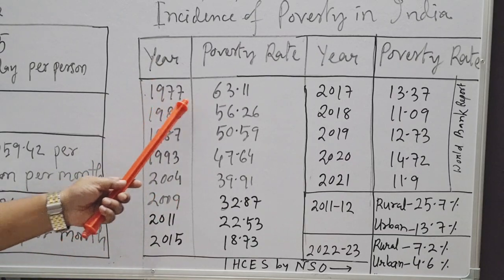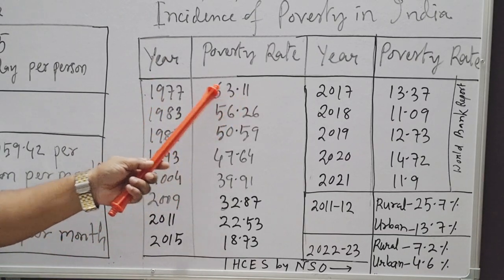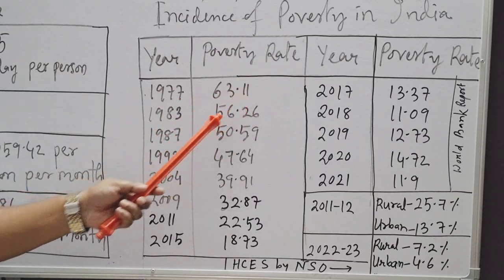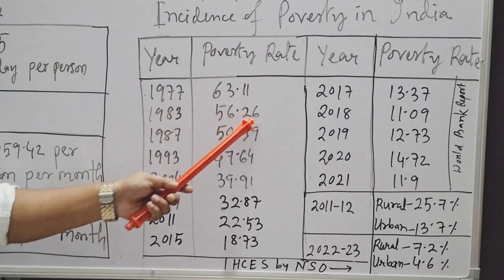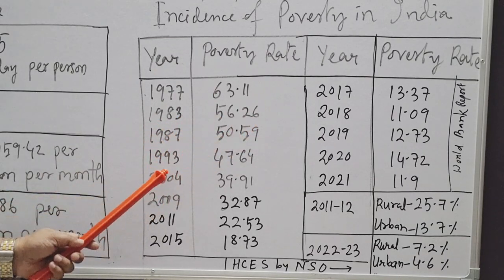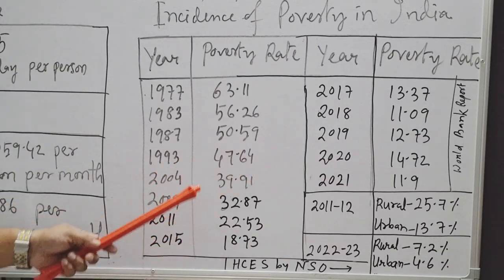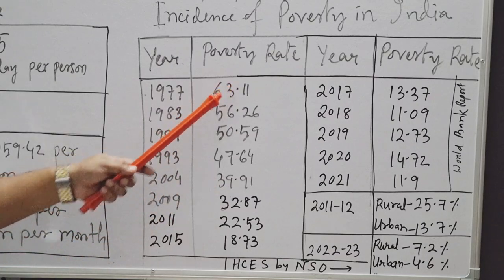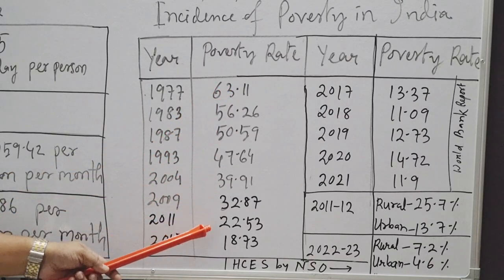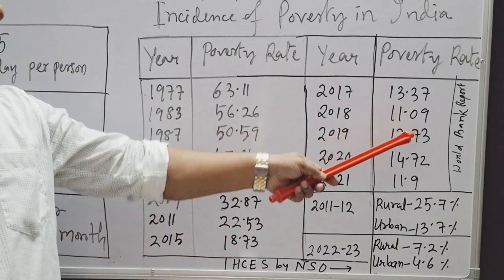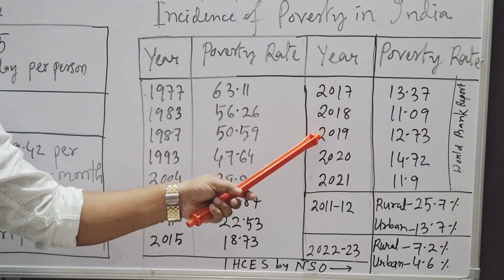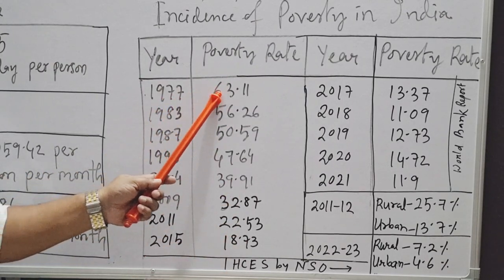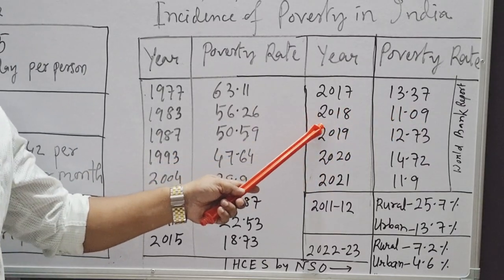In 1977 it was 63.11, 1983 56.26, 1987 50.59, 1993 47.64. That is, it continuously decreased from 63.11 to 18.73, and 11.09 in 2018. The poverty ratio was continuously declining from the year 1977 to 11.09 in 2018.